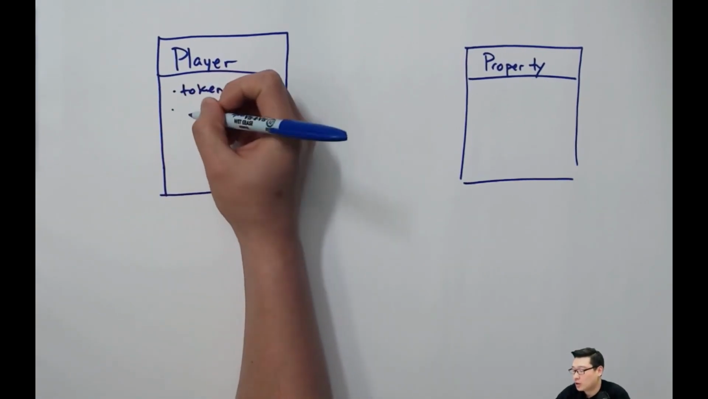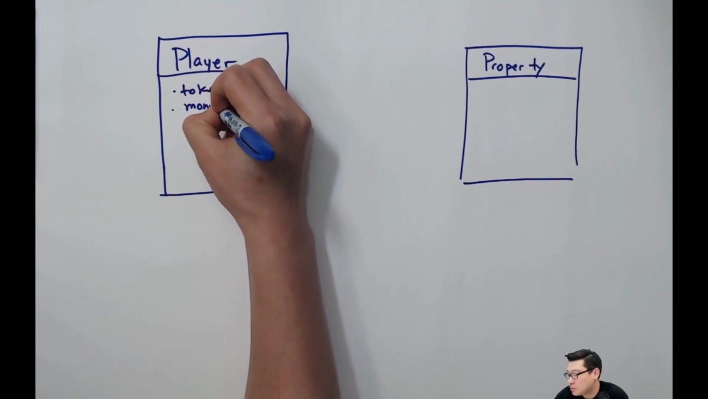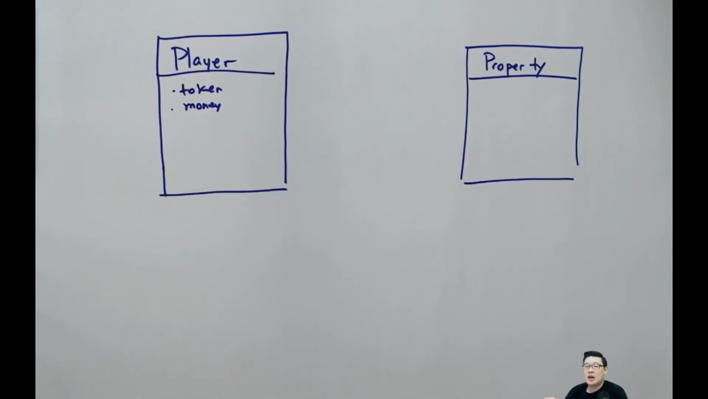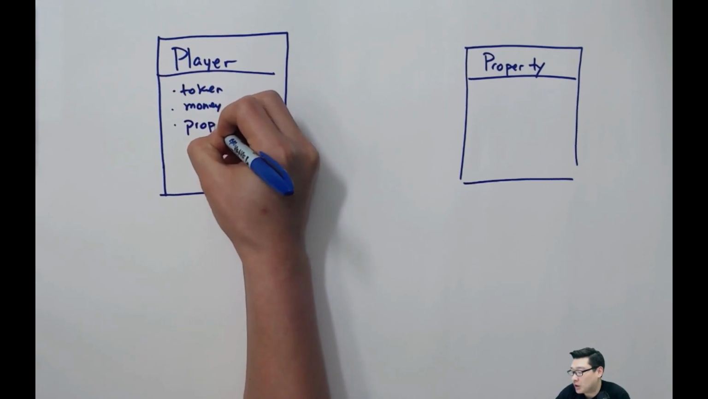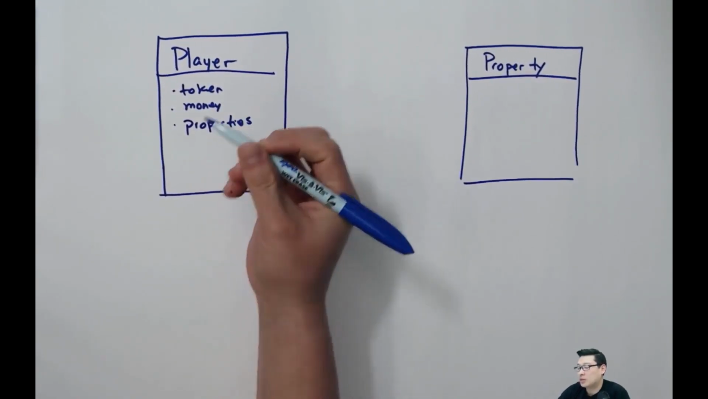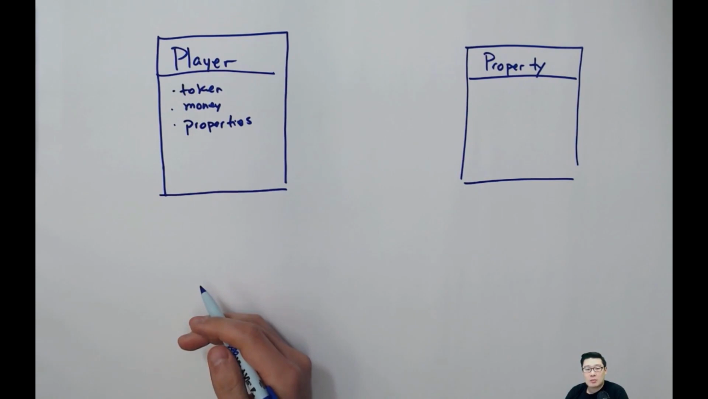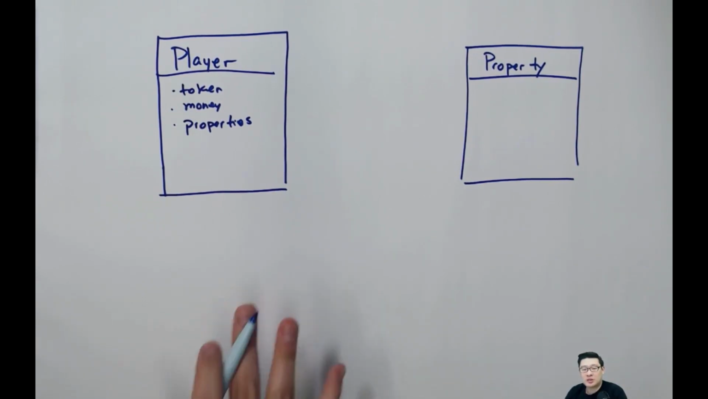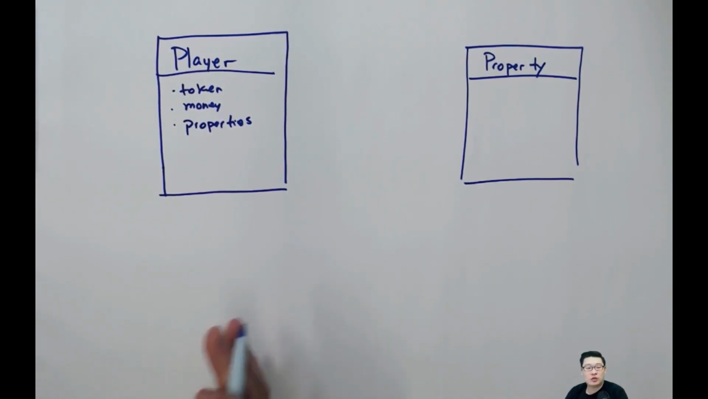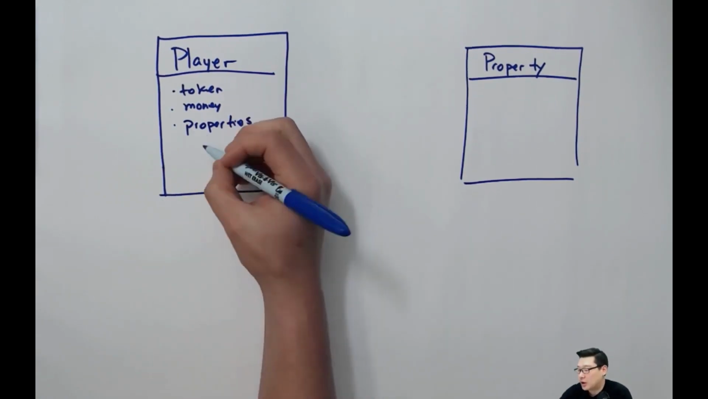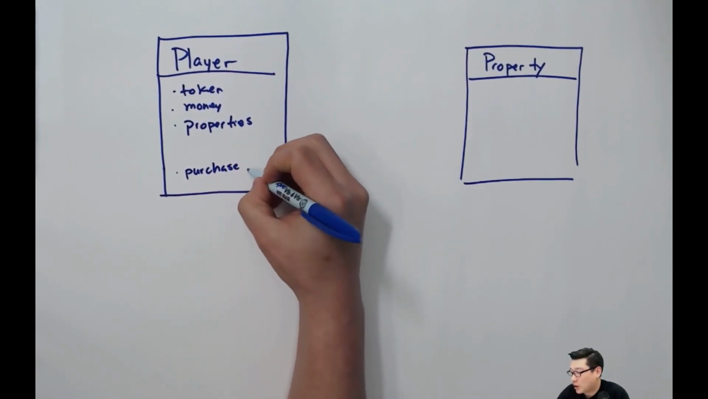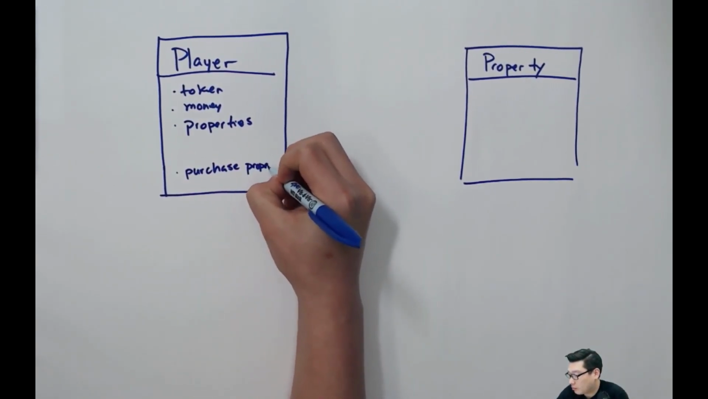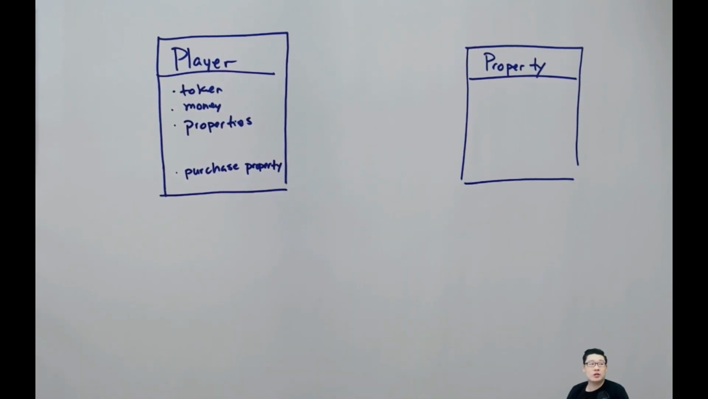A player could also have money. Each player starts with a set amount of money, and that money fluctuates depending on how well they're doing in the game. Also, a player could own properties. So this is something that a player has. But what can a player do? Well, to keep it simple, a player could just purchase properties for now. Okay, so let's write purchase property.